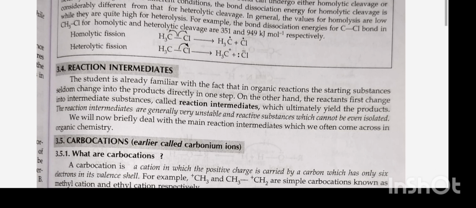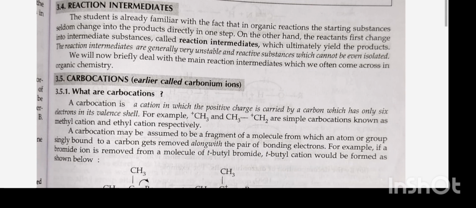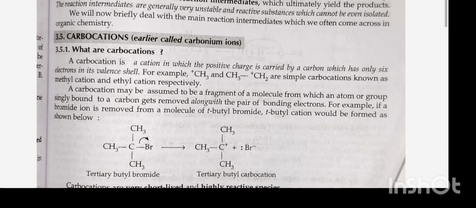Reaction intermediate. The student is already familiar with the fact that in organic reactions the starting substance seldom changes into the product directly in one step. On the other hand, the reactant first changes into an intermediate substance, called a reaction intermediate, which ultimately yields the product. Reaction intermediates are generally very unstable and reactive substances which cannot even be isolated. We will now briefly discuss the main reaction intermediates which we often come across in organic chemistry.